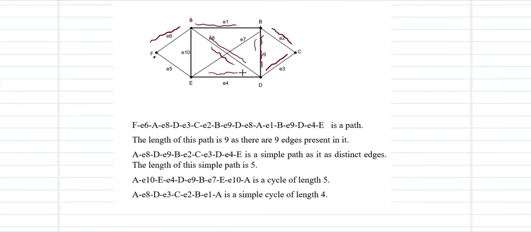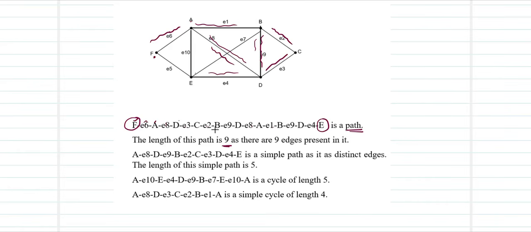So in this case, what do we refer to this as? This sequence of vertex, edge, vertex, edge, vertex, edge, which begins with a vertex and ends with a vertex, is called a path. Now what is going to be the length of this path? 1, 2, 3, 4, 5, 6, 7, 8, 9. Nine edges are present in this path. So the length of this path is 9.